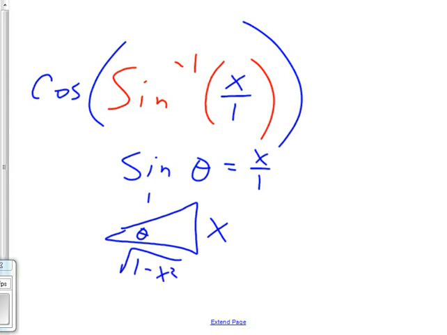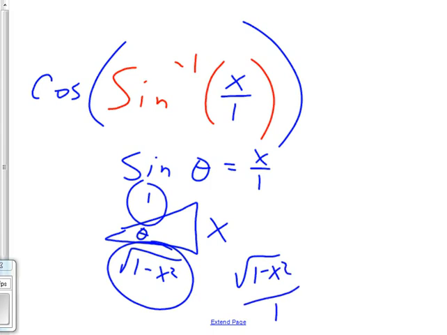And then, if I want the cosine of that angle, even though I don't know what the angle is, remember how the triangle's already drawn for me, and I never had to go redraw the triangle? So cosine in that triangle would be adjacent over hypotenuse. That would be that over that. And therefore my final answer is square root of 1 minus x squared over 1.